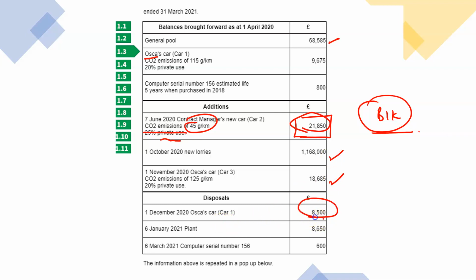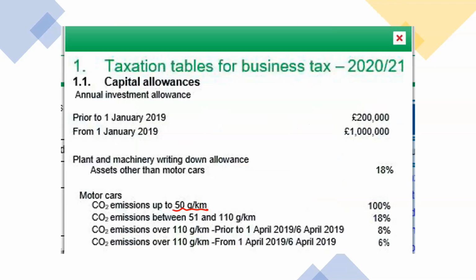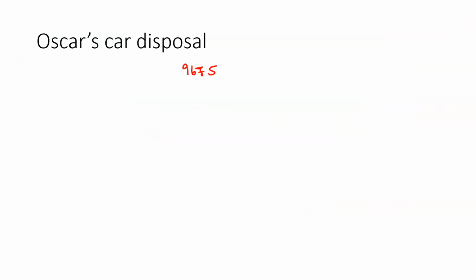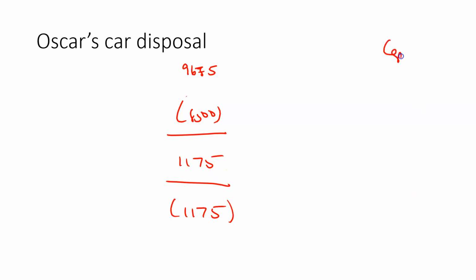So that's disposing Oscar's car of 8,500. So this car here, 9675, Oscar's disposing for 8,500. So that's 8,500, and we deduct that. 9675 minus 8,500 is 1175. Now, under normal circumstances, we would give all of this to the capital allowance, but it's Oscar's car and he uses it.